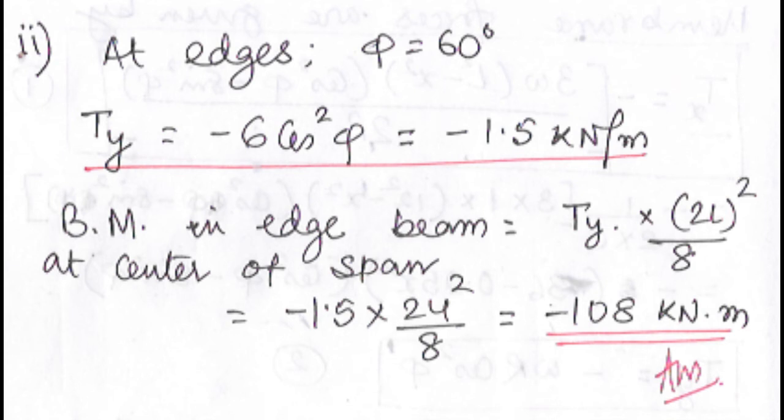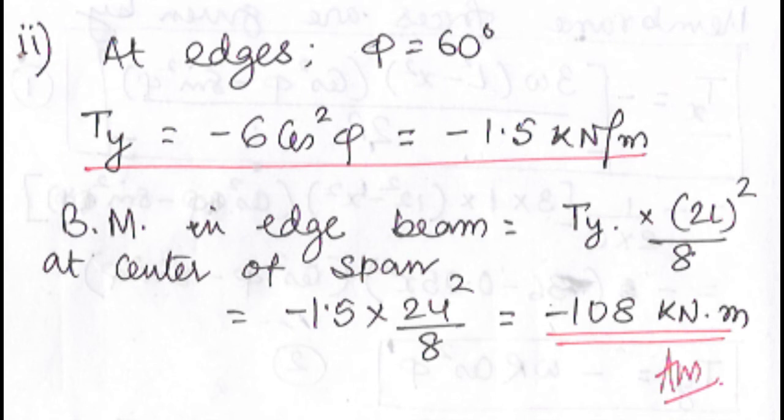Now at the edge of the shell, the phi value will be the value of the semicentral angle, that is 60 degree. We have the expression of Ty as minus 6 cos square phi from the previous slide. Now you put phi equal to 60 degree, so the Ty value you get is minus 1.5 kilonewton per meter.